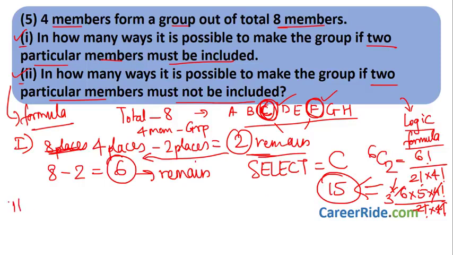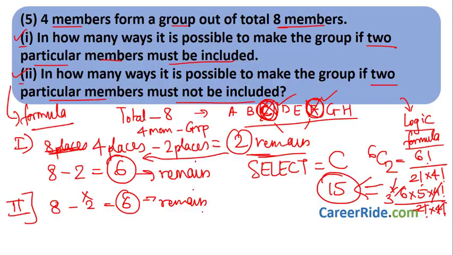Now let us take question number 2 or case 2. Here they are saying that 2 particular members must not be included. Let us assume that now over here C and F must not be included at all in the group. How many members are remaining? Total there are 8 members. Out of that, 2 must not be included. So 6 members remain.